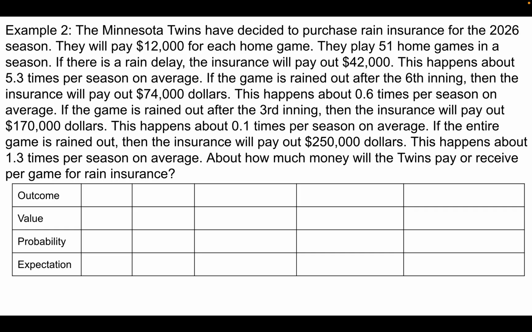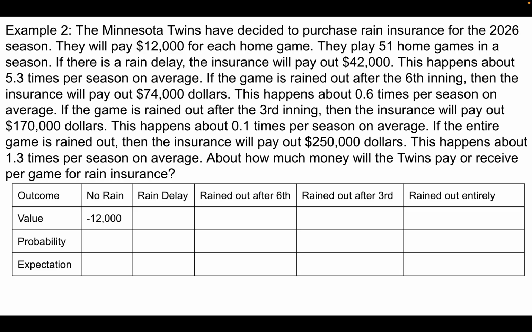Okay, so first let's list out the outcomes, right? There could be a rain delay. They could get rained out after the 6th. They could get rained out after the 3rd. Or the entire game could get rained out. But the other option here is actually that there could be no rain, right? And that'll actually be most of the games.